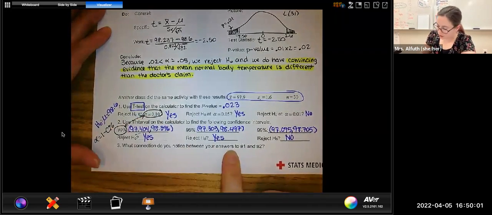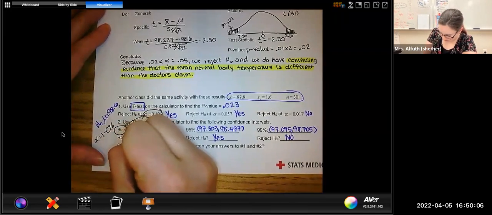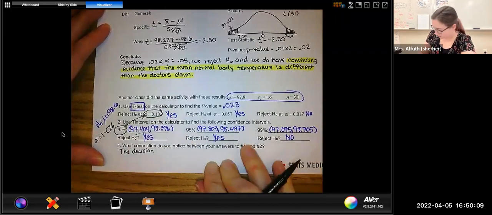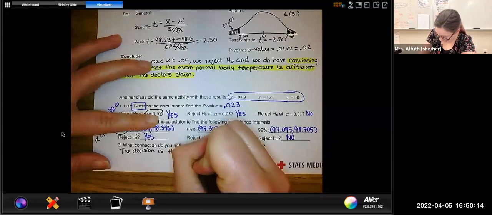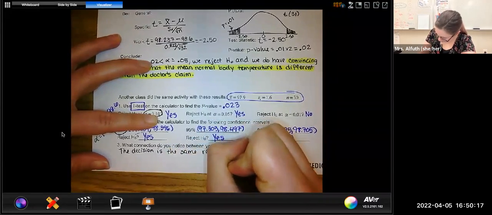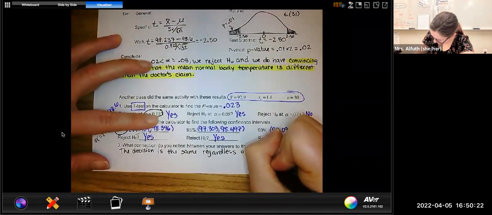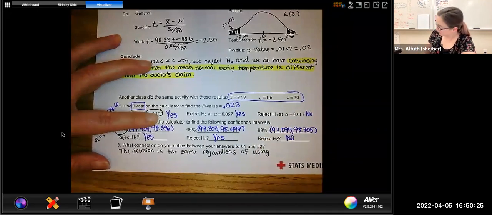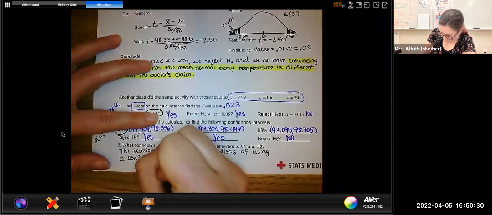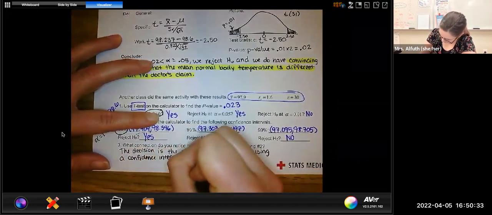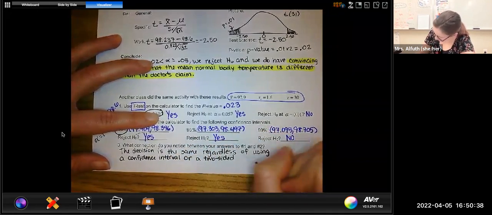So here, what connection do you notice between your answers to number 1 and number 2? The decision to reject or not reject is the same regardless of using a confidence interval or a two-sided significance test.